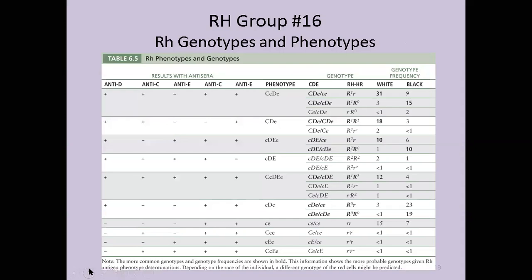So this slide, we're looking at table 6.5, which is showing us Rh phenotypes and genotypes. This is a very exhaustive amount of data. But what's nice about it is it shows you the results of the testing. And so I think this is the one we did, right? This is the one we did, and you can go back and check.